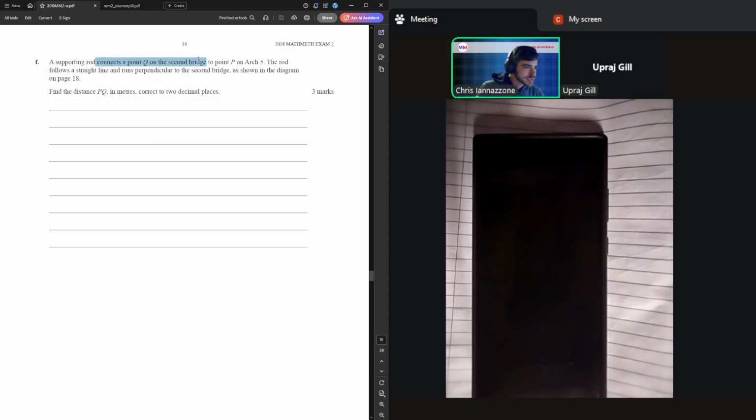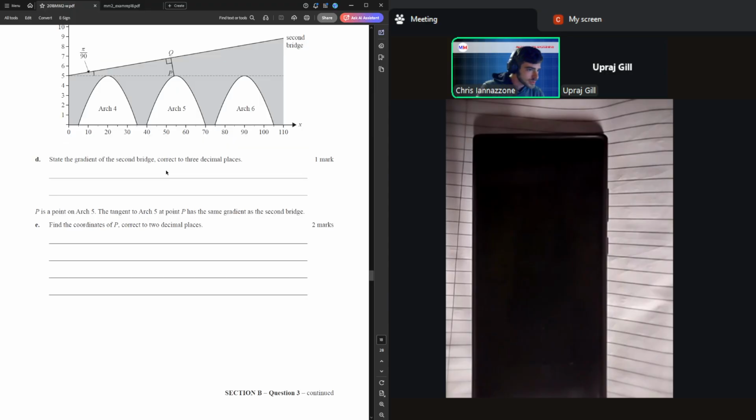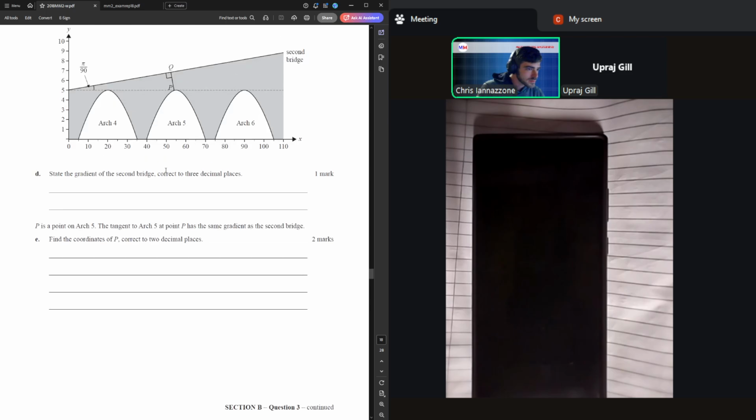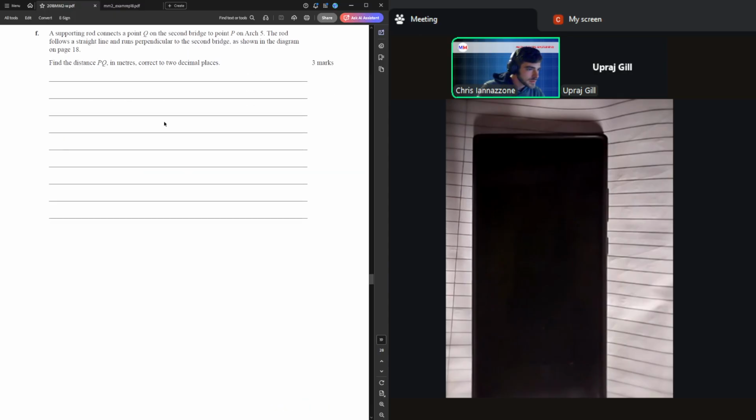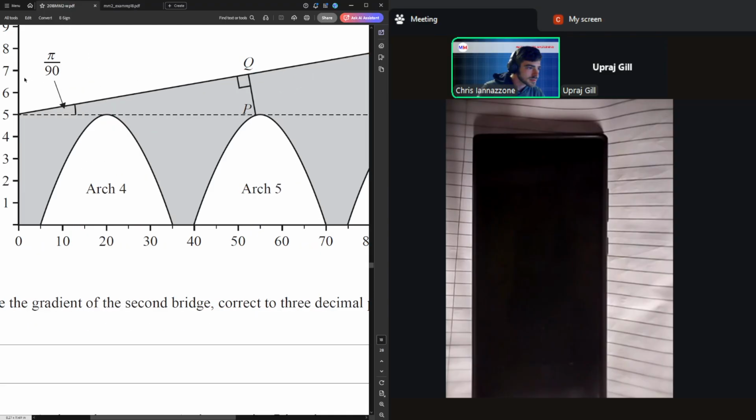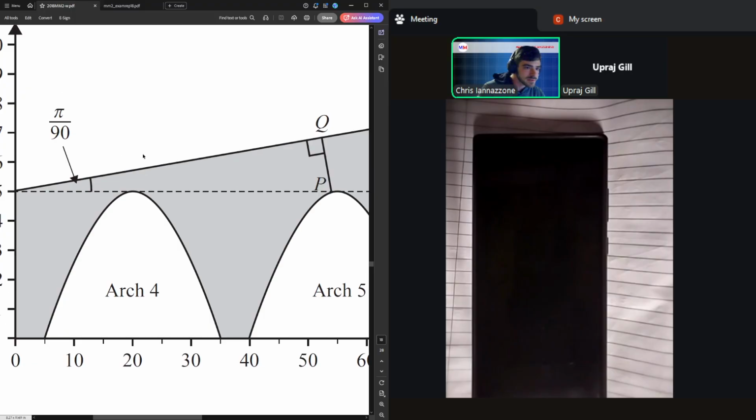Okay, the supporting rod connects to a point Q on the second bridge on arch 5. Perpendicular to the second bridge as shown in the diagram. Find that distance. So basically this little section in the graph is what we're caring about. How many lessons ago was this? This was maybe a week ago. We did something similar.